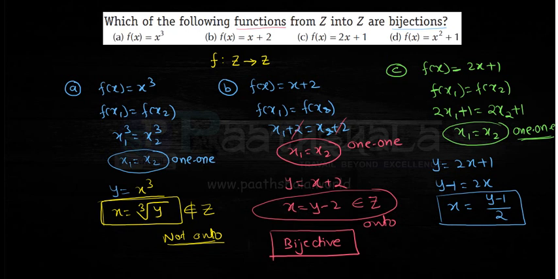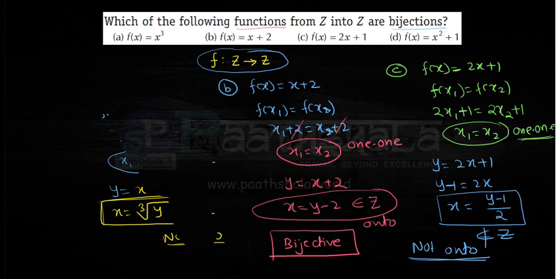But we know that x and y belong to Z, that is integers. But let's say if we take y equals 0, then we will get x equals minus half, which does not belong to Z. And if you take y as 2, then y minus 1 is 1, that is x equals half, which also does not belong to capital Z. Hence this function is not an onto function. So option C is a one-one function, but it is not an onto function.